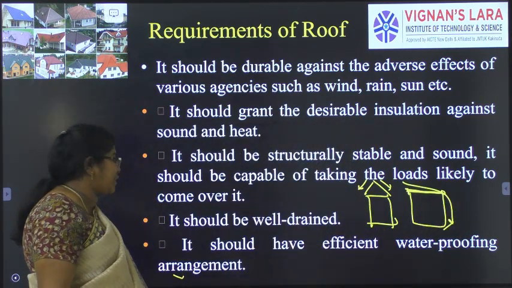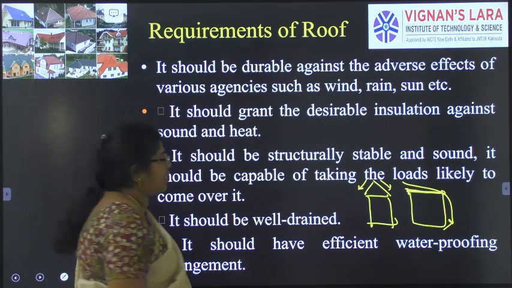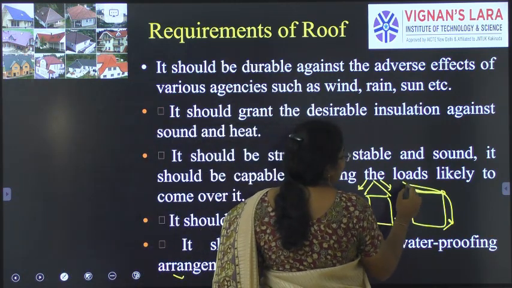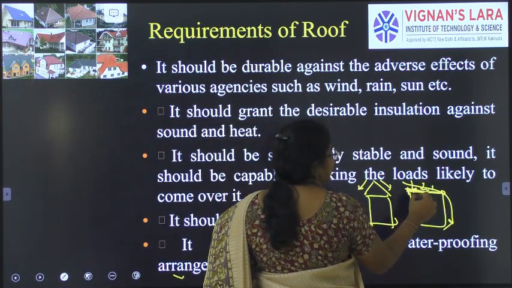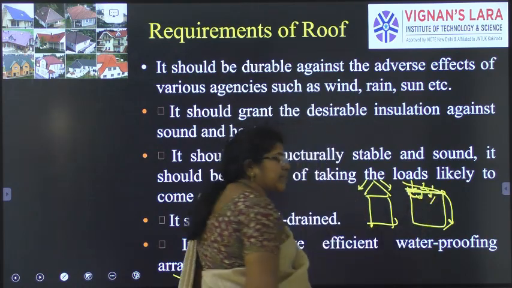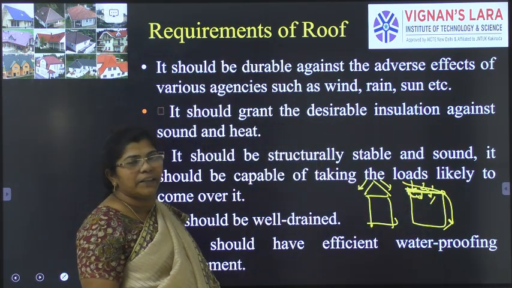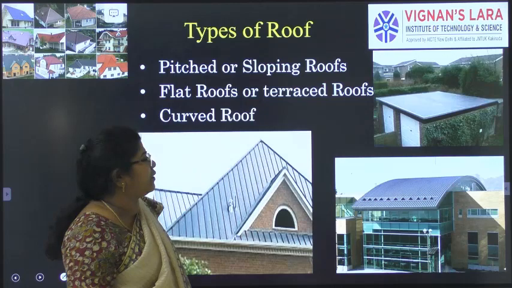It should have an efficient waterproofing arrangement. If there is a flat roof, and the rainwater is stagnated here and it is having some pores and getting inside, what is the use? The entire building will be affected.